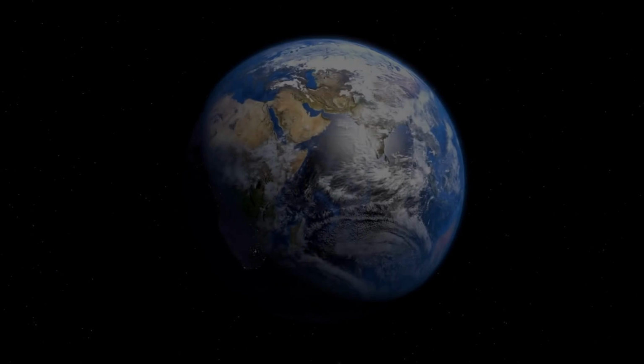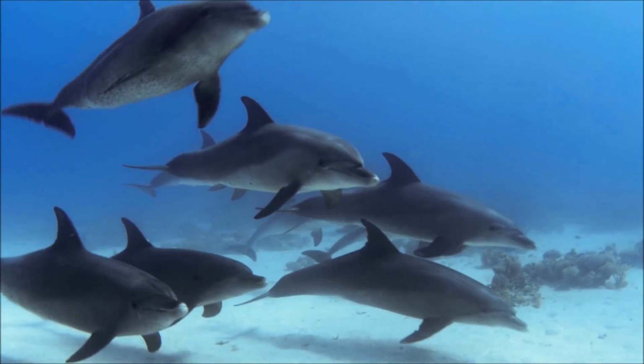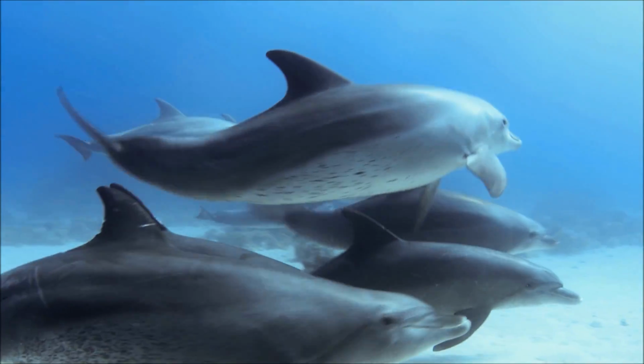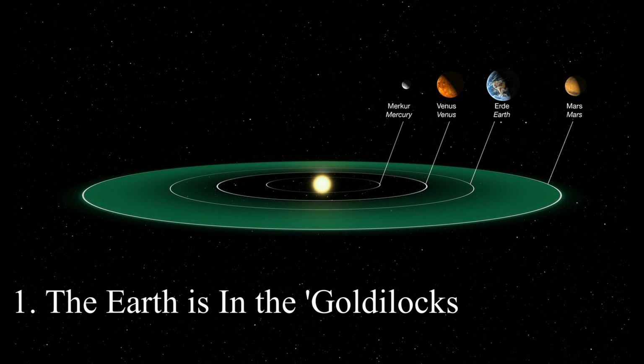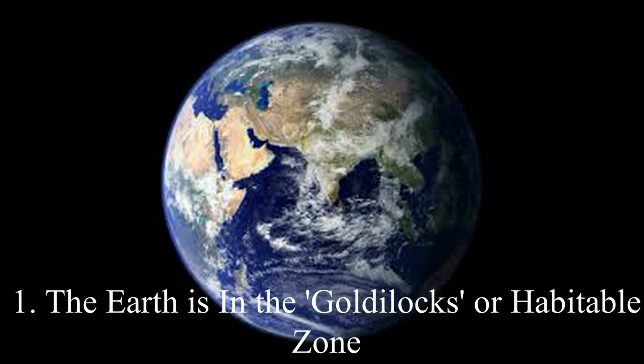The Earth is the only planet that we know of to support and harbor life. But what makes the Earth a place we call home? First of all, the Earth is in the Goldilocks zone, which means that the planet orbits around its star far enough where liquid water is present on its surface.